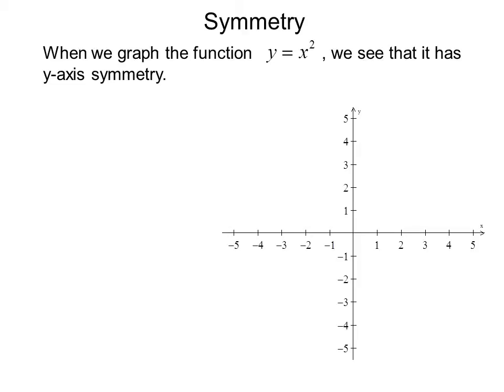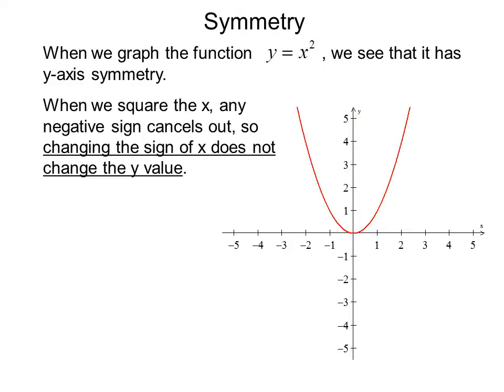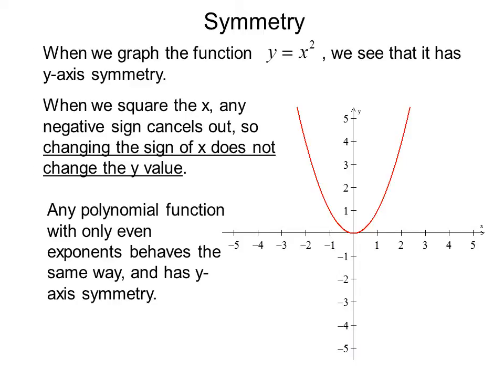Symmetry. When we graph the function y equals x squared, we see that it has y-axis symmetry. If we cut this out of a piece of paper, we could fold it in the middle right on the y-axis. When we square the x, any negative sign cancels out, so changing the sign of x does not change the y value. Any polynomial function with only even exponents behaves the same way and has y-axis symmetry.